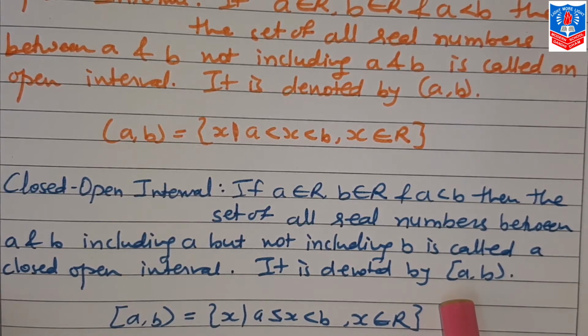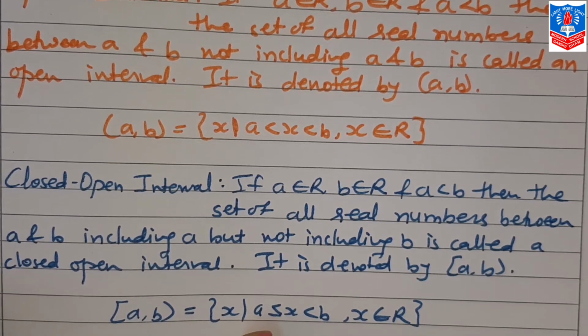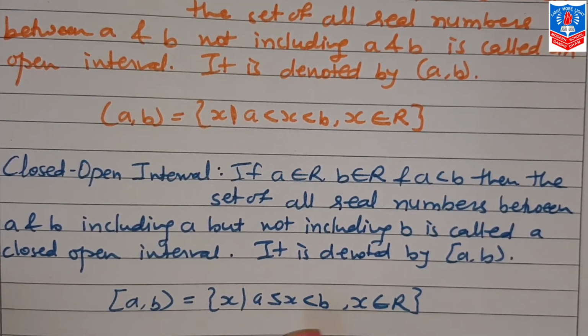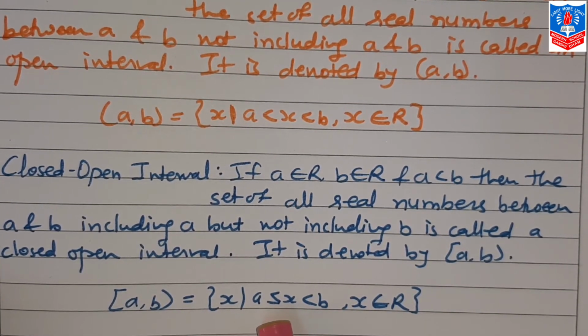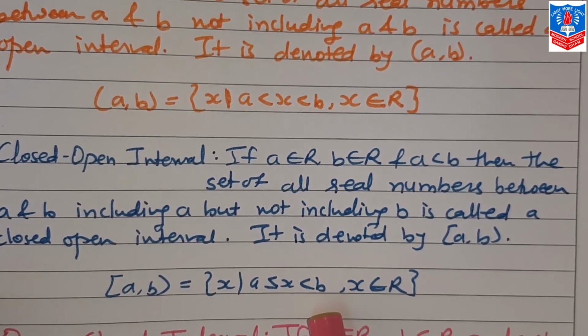Closed, big bracket; open interval, small bracket. So first it is closed, so the bigger bracket, and B is open, so the small bracket. Now in this, the value of x is between A and B, and the value of A is included while B is excluded. That is why the equal to sign is there in front of A and the equal to sign won't be there in front of B.